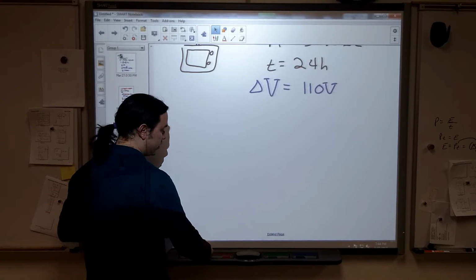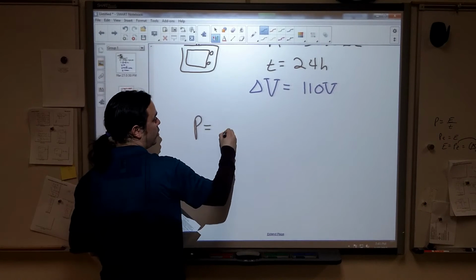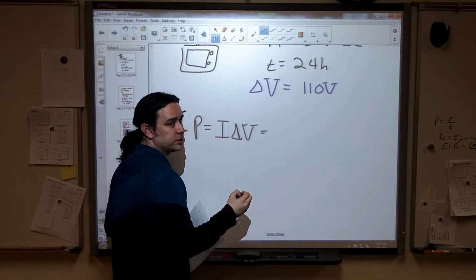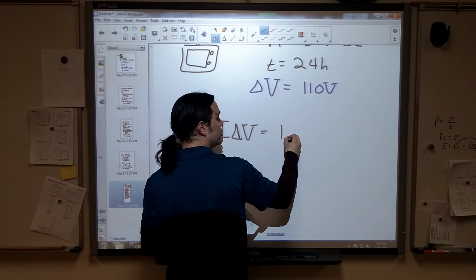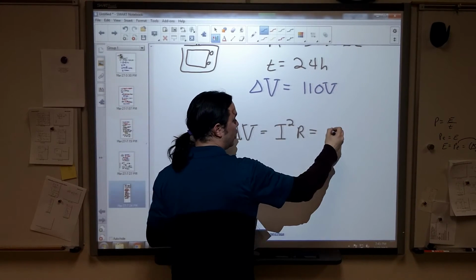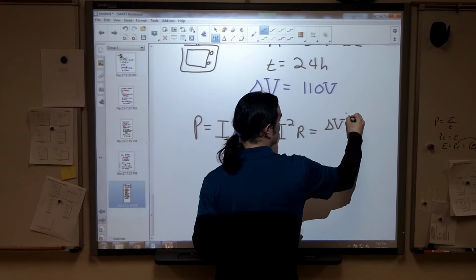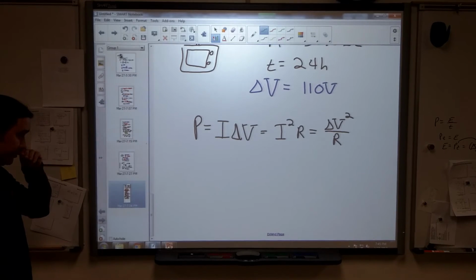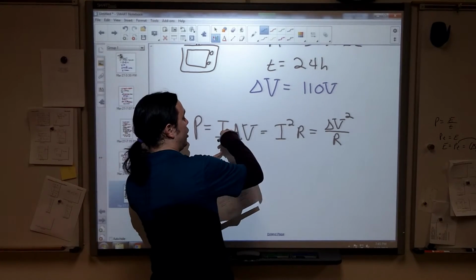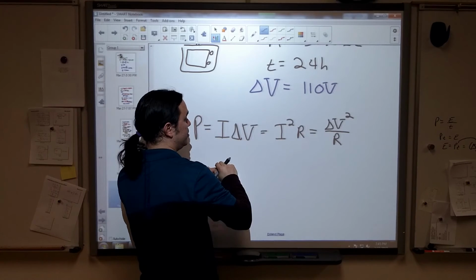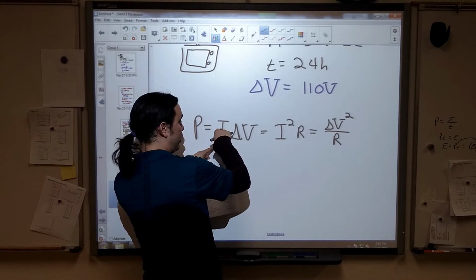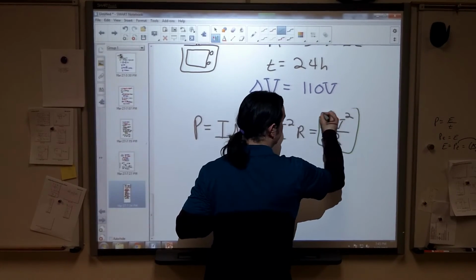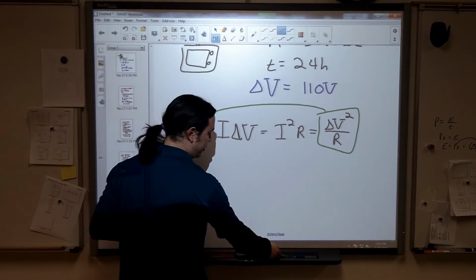Here's where we use one of the other things that I gave you. I told you that power, while it does equal I delta V, there were also other things that it equaled. It also equals I squared R, and it also equals delta V squared over R. Now you could apply Ohm's law and try to find the current with the resistance and the potential difference, and then use the current to do this. But remembering that this equation exists will save you a step.